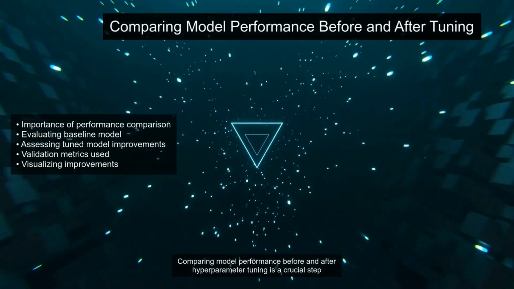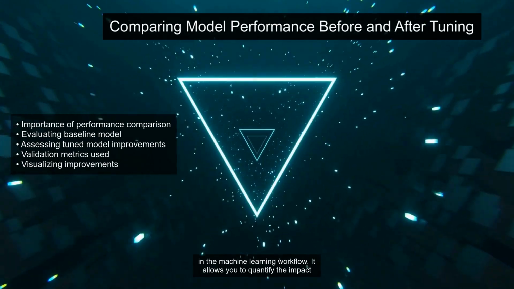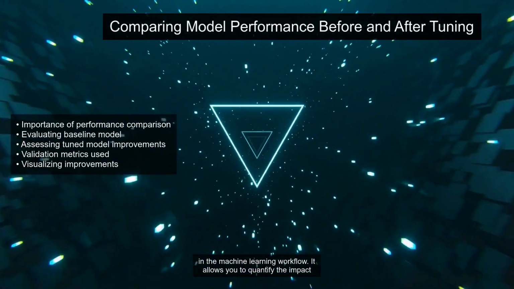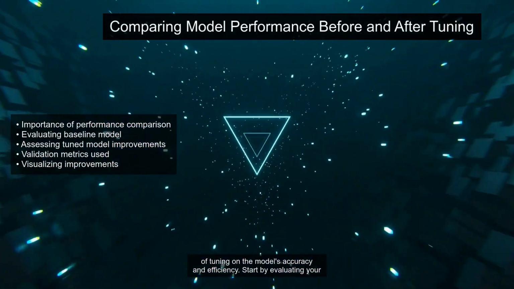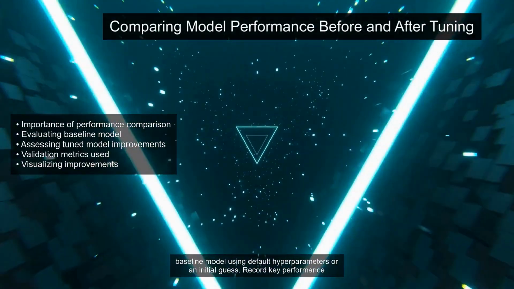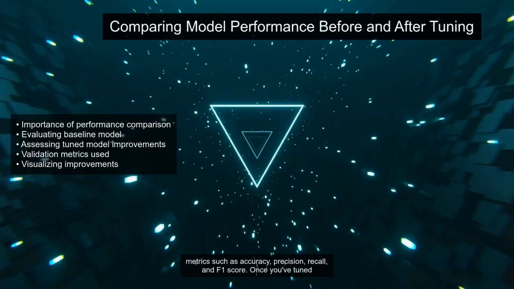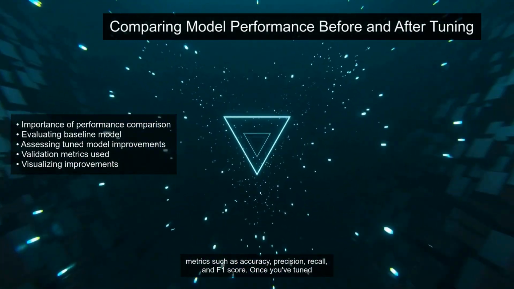Comparing model performance before and after hyperparameter tuning is a crucial step in the machine learning workflow. It allows you to quantify the impact of tuning on the model's accuracy and efficiency. Start by evaluating your baseline model using default hyperparameters or an initial guess. Record key performance metrics such as accuracy, precision, recall, and F1 score.